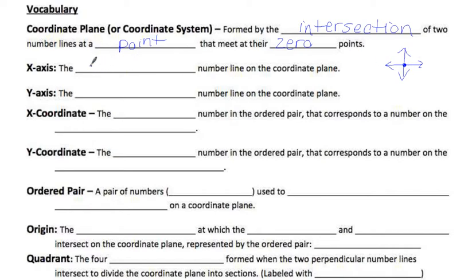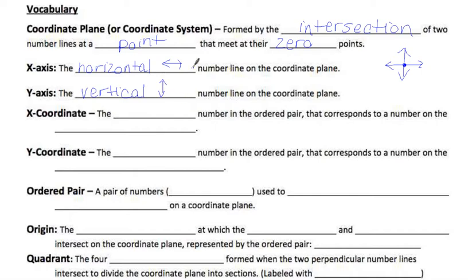So the x-axis is the horizontal, and that's the side-to-side line, like the horizon, on the coordinate plane. The y-axis is the vertical, and that's the one that stands up and down.